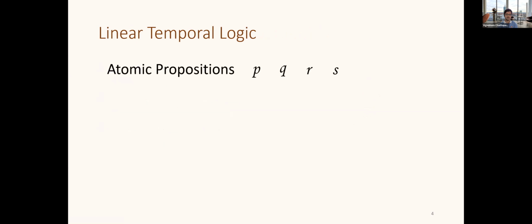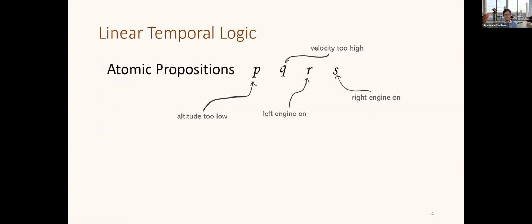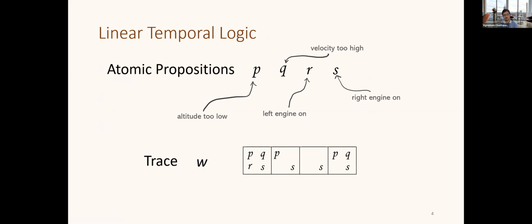The building blocks in linear temporal logic are the atomic propositions. To continue with the airplane example, this might correspond to some events like the altitude being too low or the velocity being too high or some engine being on. And then the formulas, which are the specifications we have, are interpreted over some kind of traces which are finite valuations of these atomic propositions.